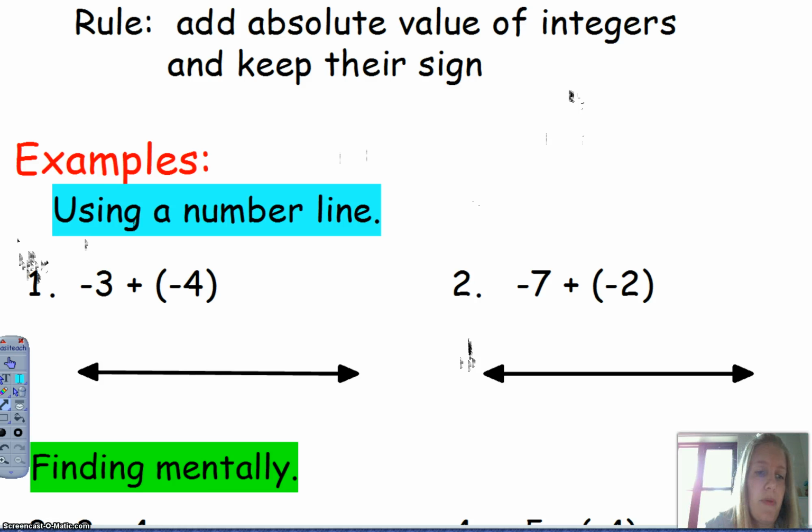And what you need to do is you need to make tick marks. And now numbers always go below the line, so hopefully you've already learned that. Here's 0, -1, -2, -3, -4, and so on. And you're going to start at 0.